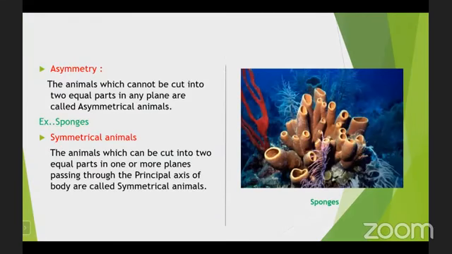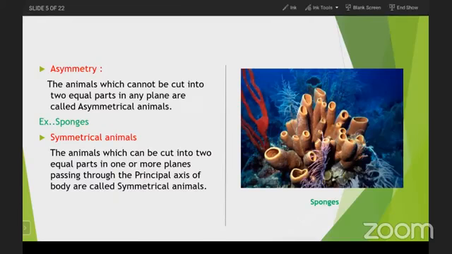Asymmetry: the animals which cannot be cut into two equal parts in any plane are called asymmetrical animals. Here you are observing the sponges. Here we may not be able to cut them into equal half parts. That is the reason we call them asymmetrical animals. Example, sponges.